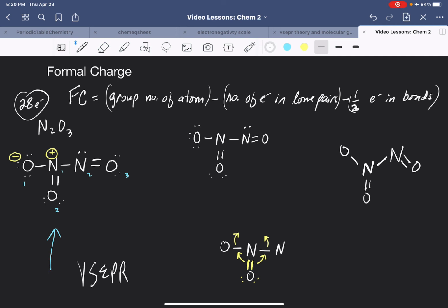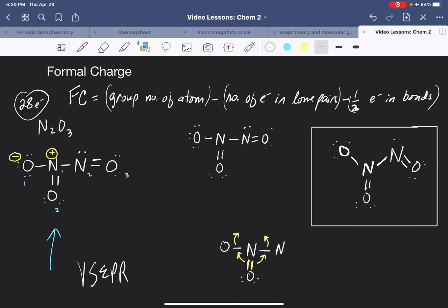If we complete our octet, now we fill out everything back in with what we know is there, right? And then don't forget, we have those right there. We now have right here this right here. This is the best Lewis structure right here. This is the best structure because it takes into account our VSEPR structures.